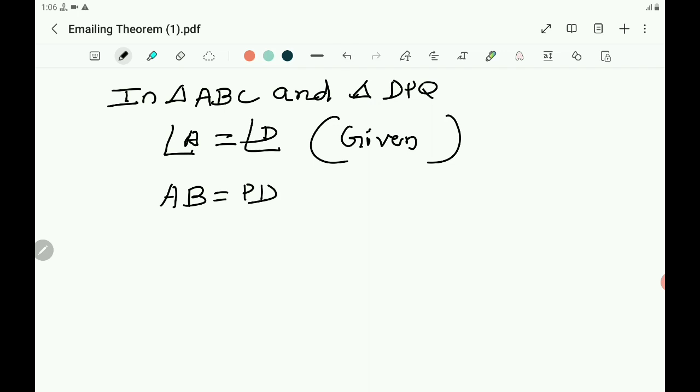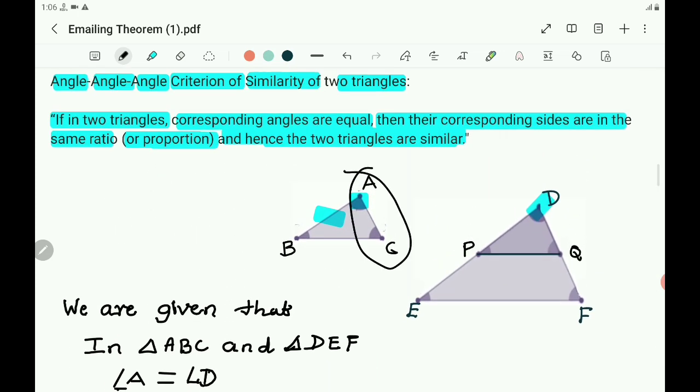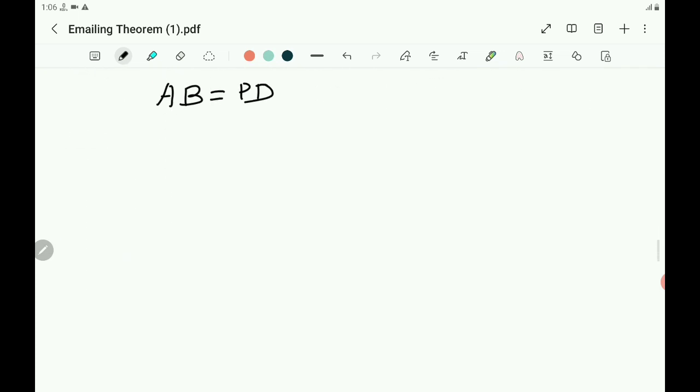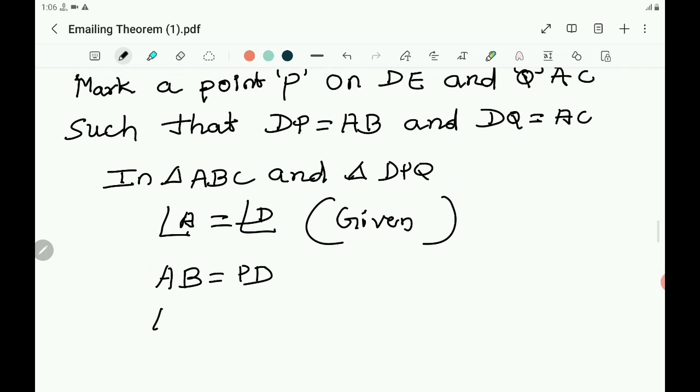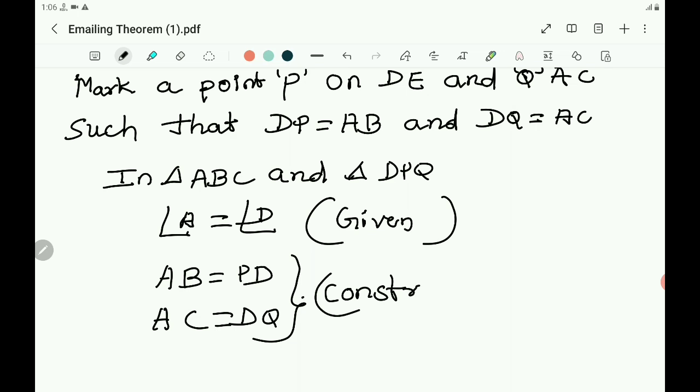And also you write AC is equal to DQ. Here the construction is made in this way only. Therefore you write construction. What is the reason? For these two, the reason is construction.